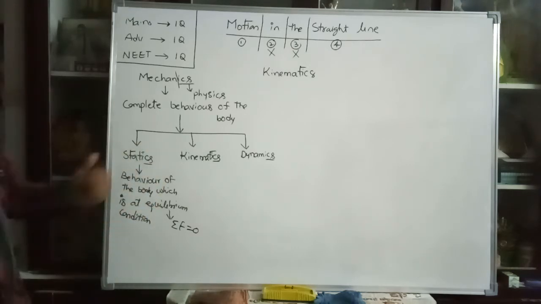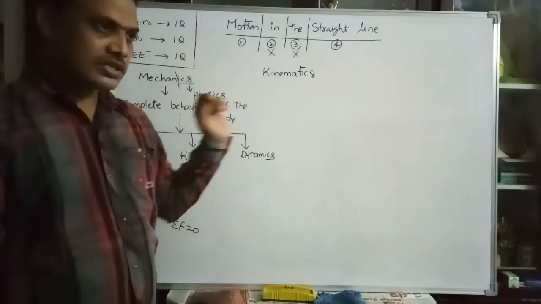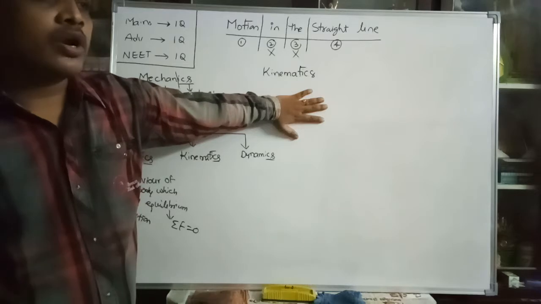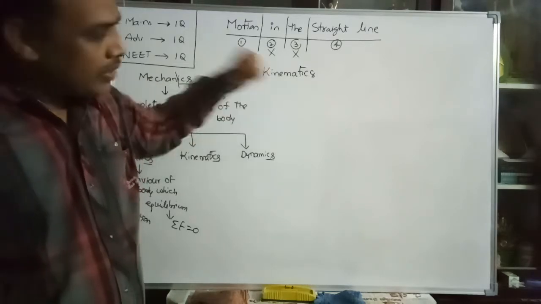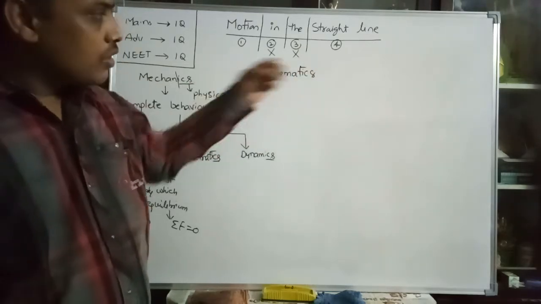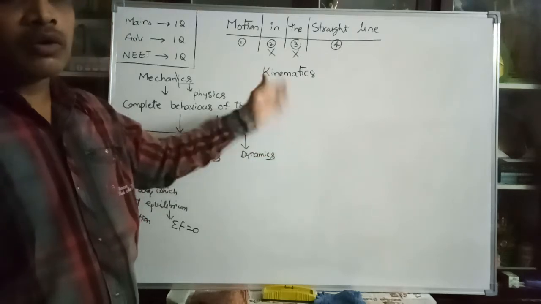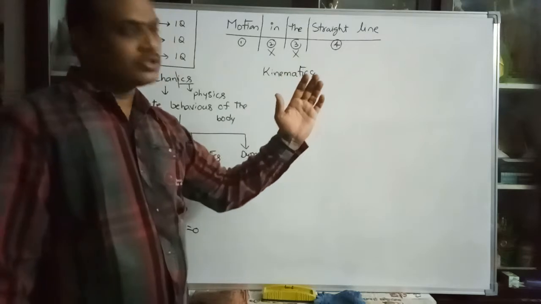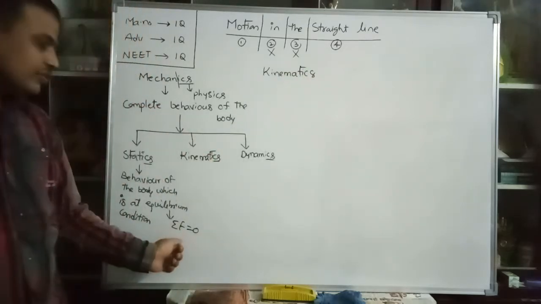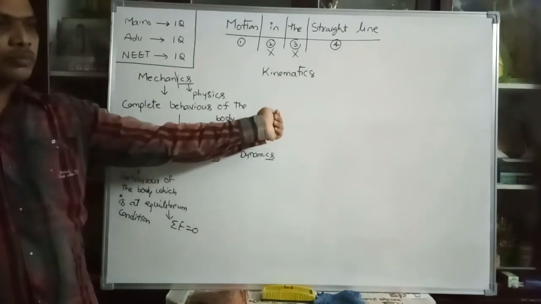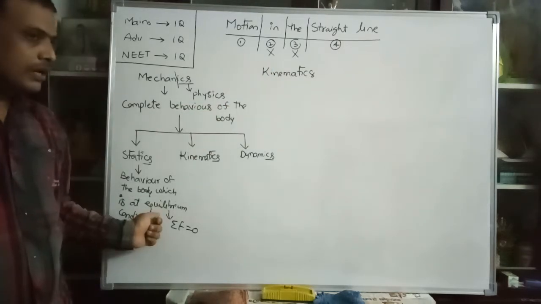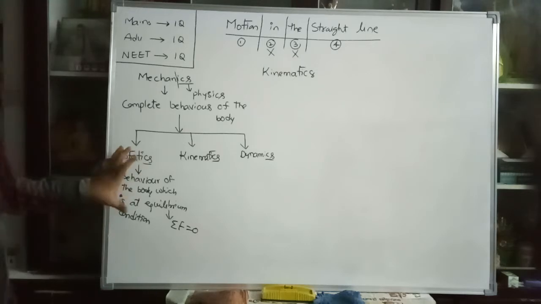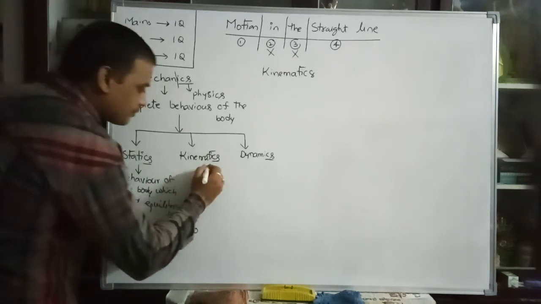Suppose you consider one wall or any blackboard. You apply a force like this, I am applying the force, but the body position does not change. The applied force and the reaction force are in opposite directions, so the resultant force is zero. There is no change in position of the body, so that body is considered to be in equilibrium. That body's behavior can be explained on the basis of statics. That is statics. Second one, kinematics.